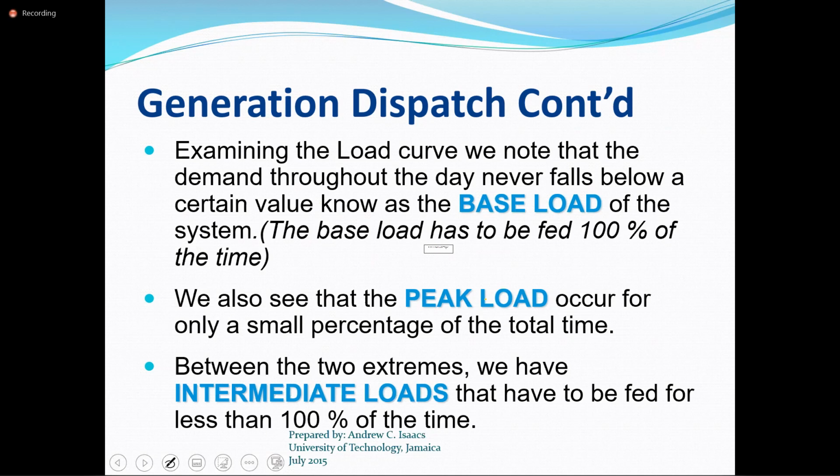So the generator at that bus really provides voltage stability.